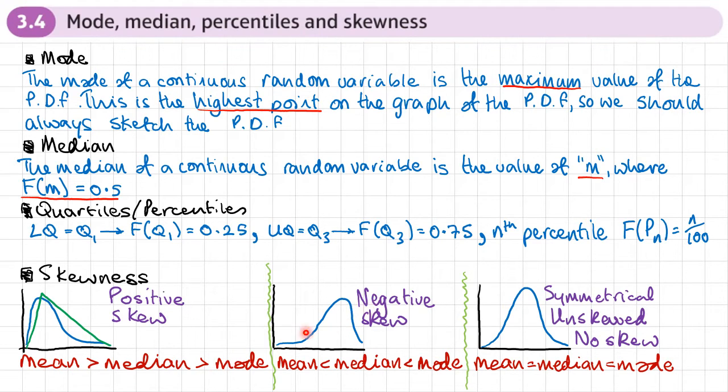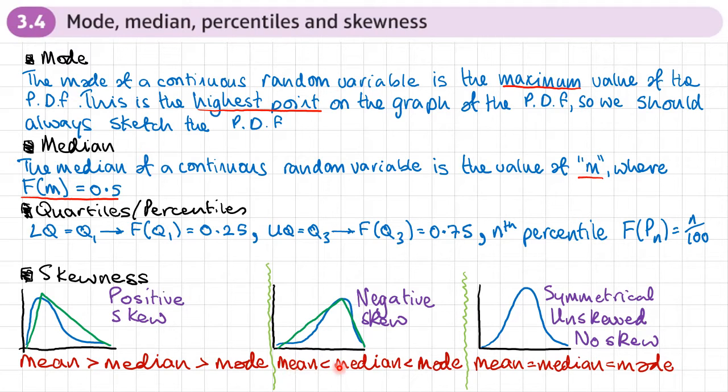For a negative skew, we'll find that the data seems to be bunched up toward the right-hand end. So the mode is going to be over to the right-hand side rather than the left-hand side. Again, these don't have to be curved like this. It could be straight lines. So it could be a piecewise function that's something like this, where the peak is over here.